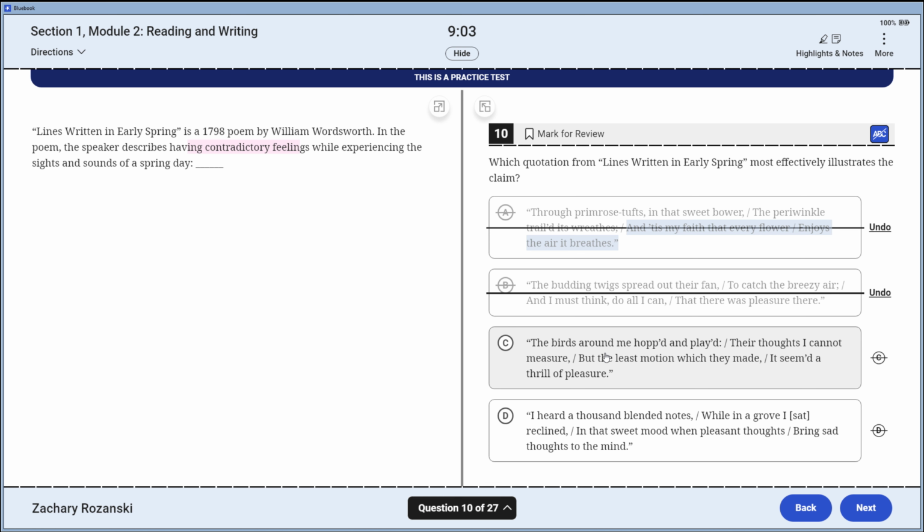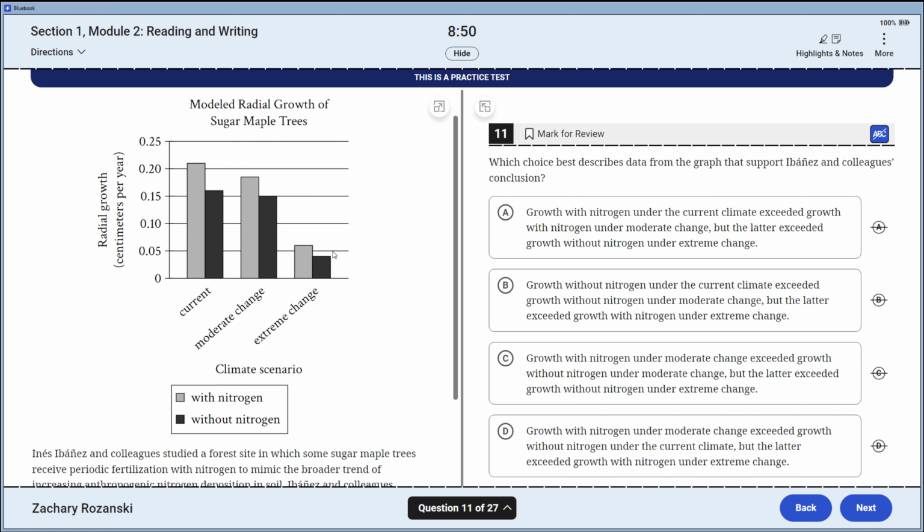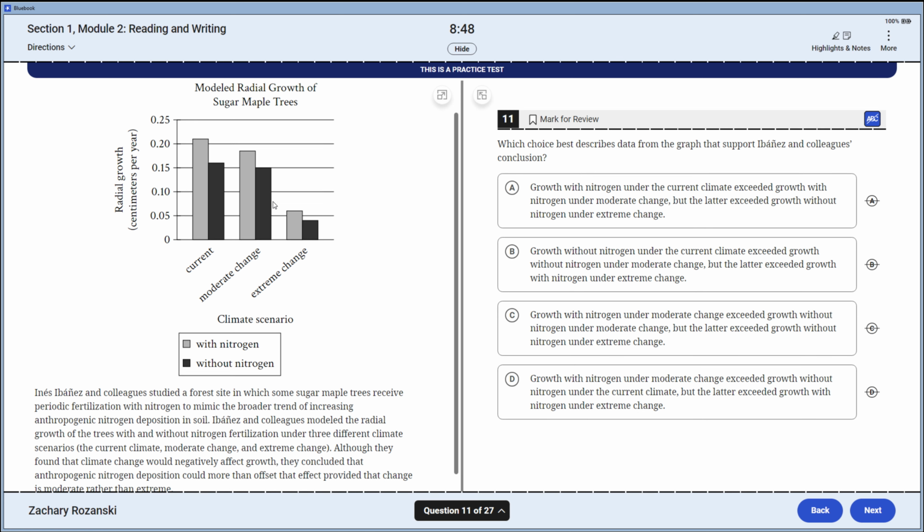"Their thoughts I cannot measure." Okay, maybe that's negative, but at least "the motion which they made," it seemed to... no. They don't know why they're doing it, but they seem to be having a great time. This is scary. "I heard a thousand blended notes while in a grove I sat reclined, in that sweet mood when pleasant thoughts bring sad thoughts to the mind." Absolutely. Woof.